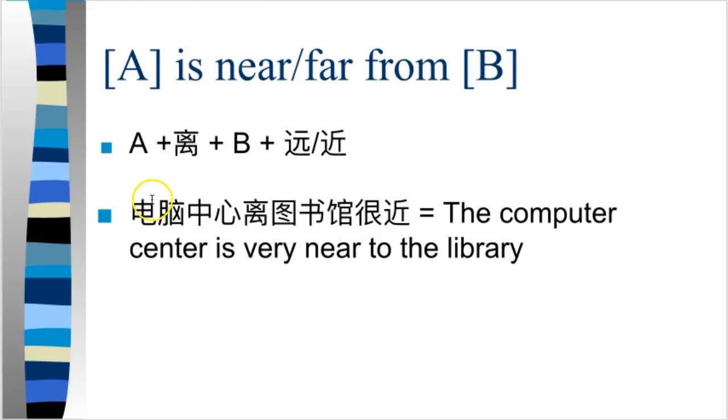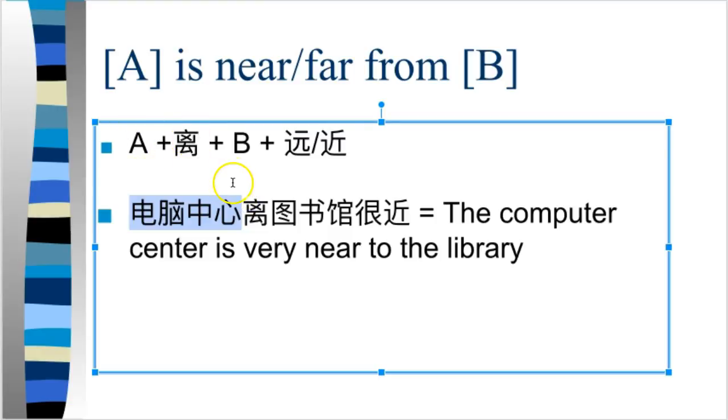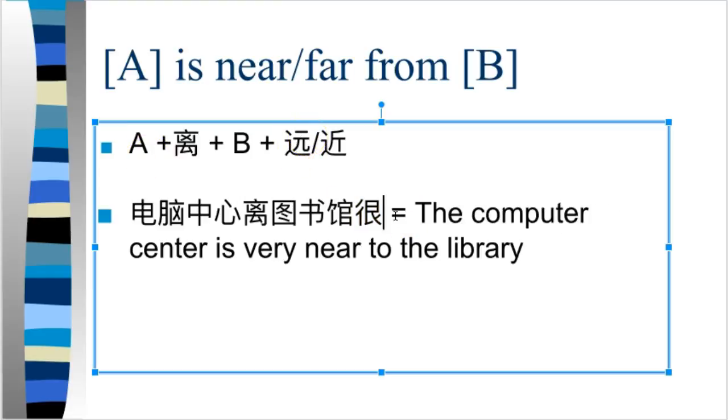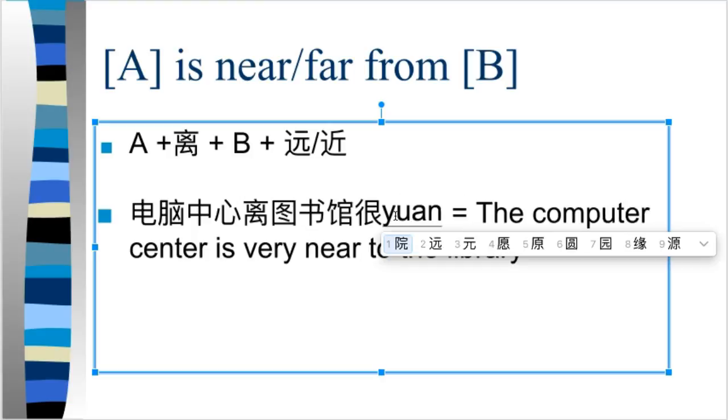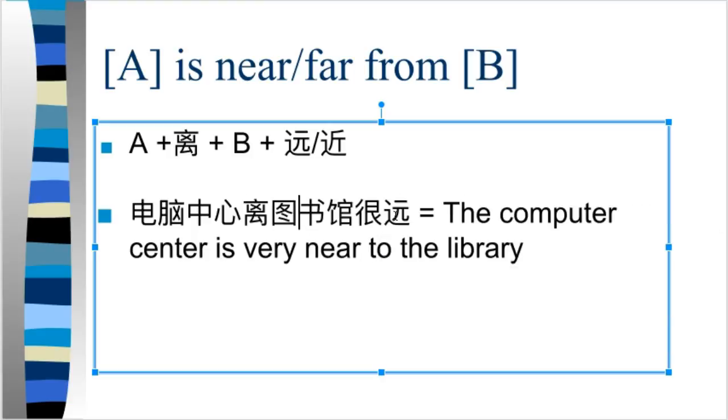For example, I can say 电脑中心 A 离 away from 图书馆 B 很近. Right? So the two locations are very close. Or if the opposite, if I say 电脑中心离图书馆很远, that would be is very far from the library. Right? And those are the two ways that we talk about near and far relative locations.